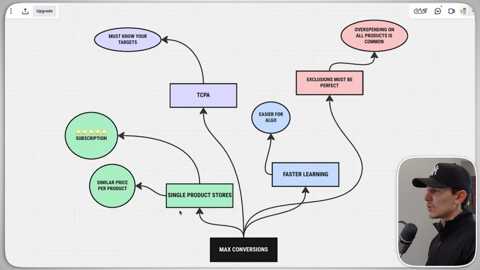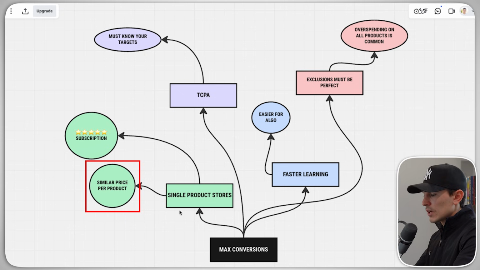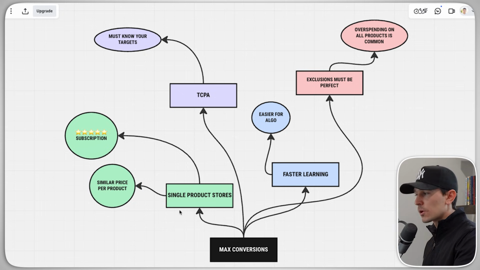On the flip side, if you're a multi-product store, but all of your products are similar in price and you generally only purchase one product at a time from your store, then max conversions could be heavily considered here. Because think about it like this. If you only buy one kind of a product from your store and all of those prices are, let's say, $100 across the board, then it doesn't matter because no one's actually buying two, and you could have the algorithm learn significantly faster with a maximized conversion strategy instead of having it to focus on both value and conversions.